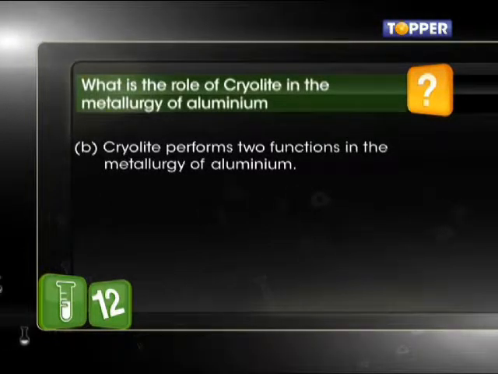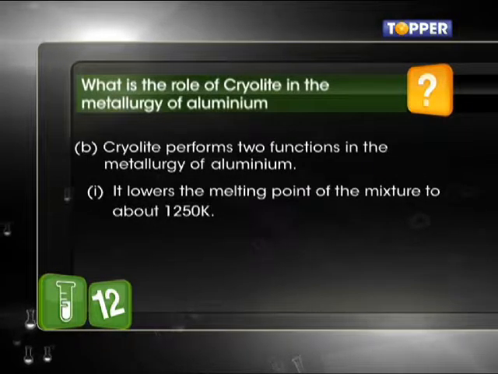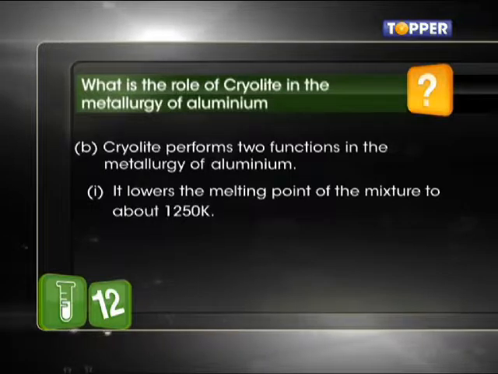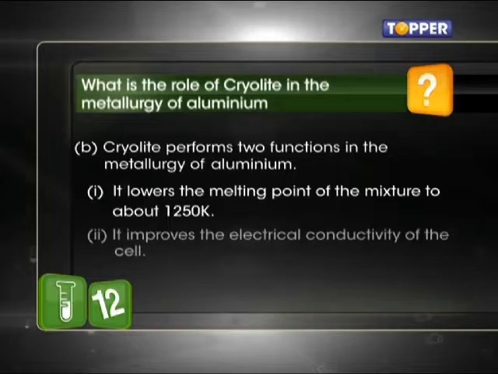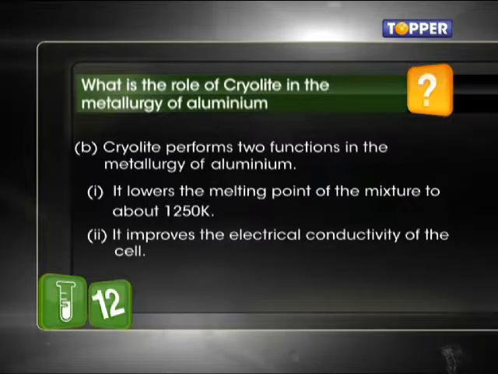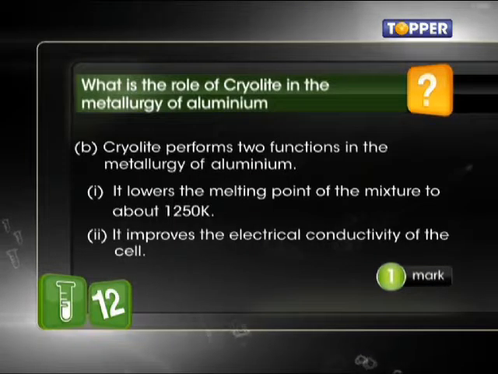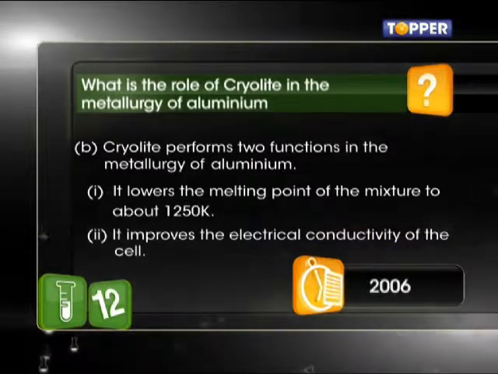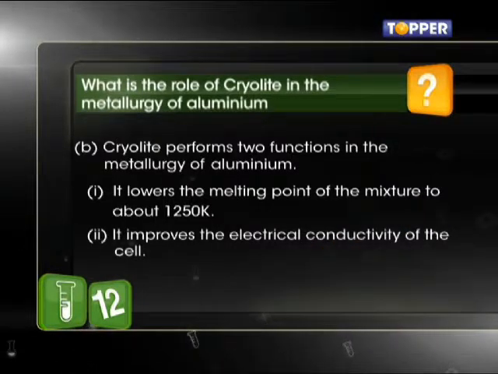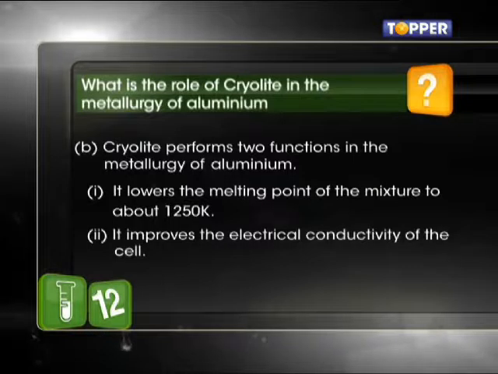Coming to the second part, cryolite performs two functions in the metallurgy of aluminium. 1. It lowers the melting point of the mixture to about 1250 Kelvin. And 2. It improves the electrical conductivity of the cell. Well, a similar question was asked in CBSE 2006 and carries 2 marks. A thorough reading of the chapter makes you gain good scores here.